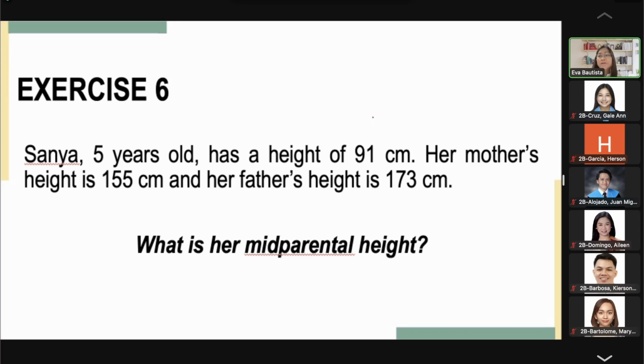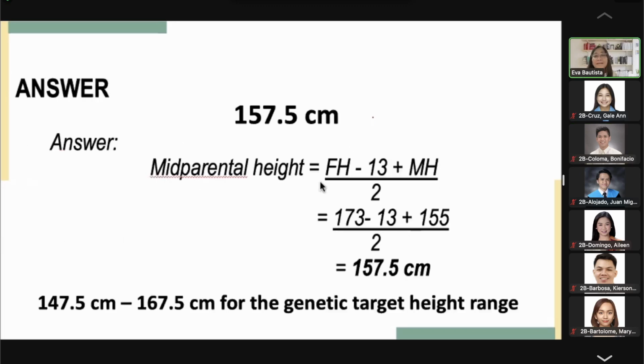Anyone? Yeah, if you are done with the computation. One 157.5. Yes, you are correct. Okay. We will subtract the height of the father. Tama ba? Yes. Okay. Because we have a female child. Okay. Plus the actual height of the mother. Okay. And again, consider the range.